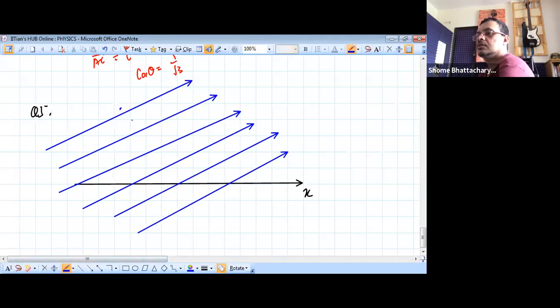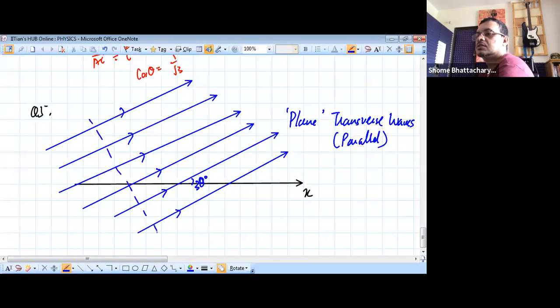So these are traveling waves. These are so-called plane transverse waves, or parallel waves. So plane means that the wavefronts are like this. So the wavefronts are like this. This is just like that question of equipotential separation.